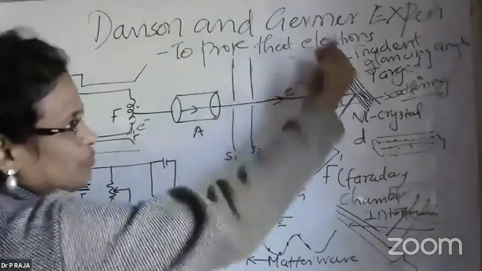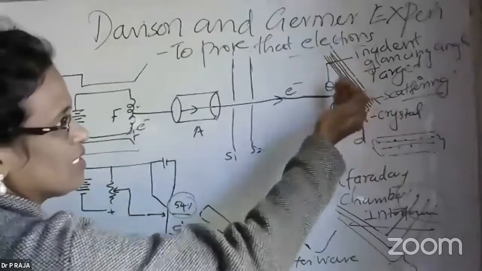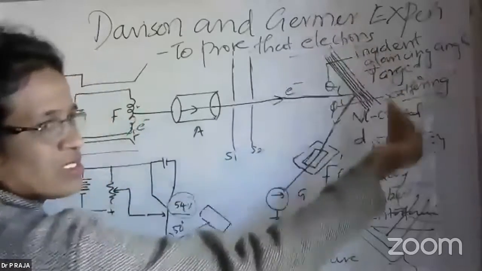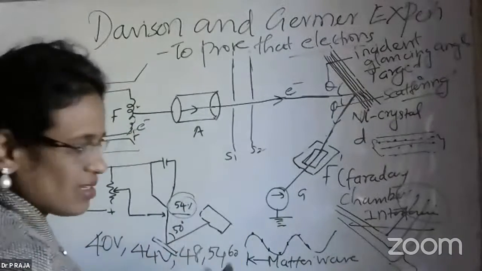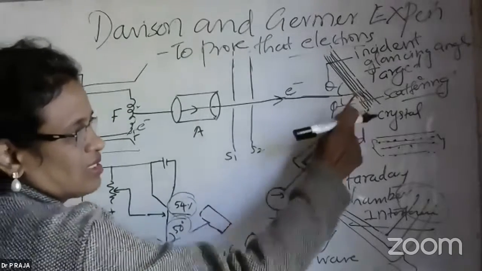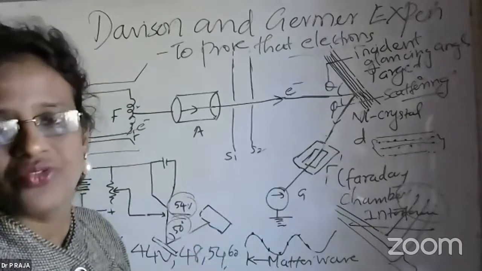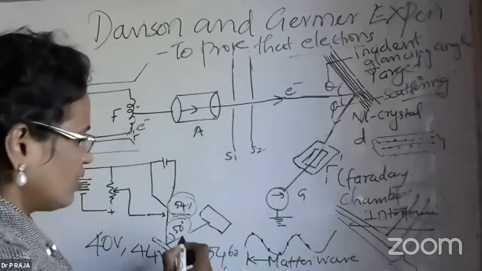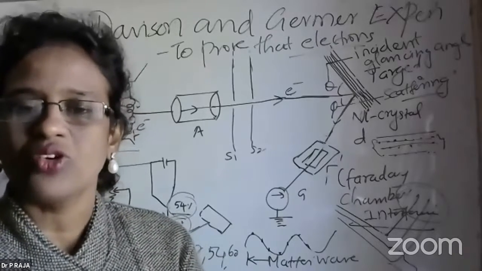And they also tried a different incident angle theta. They tried to vary the target material by moving it on a rotating table, at different angles, and they found that at an angle of around 50 degrees, the collector could collect more electrons. So the angle of 50 degrees was considered to be the correct or ideal one.